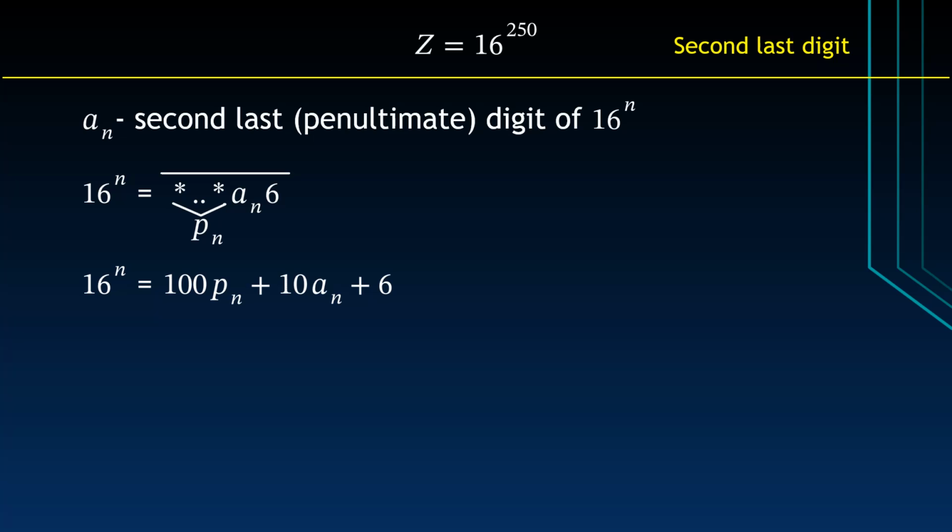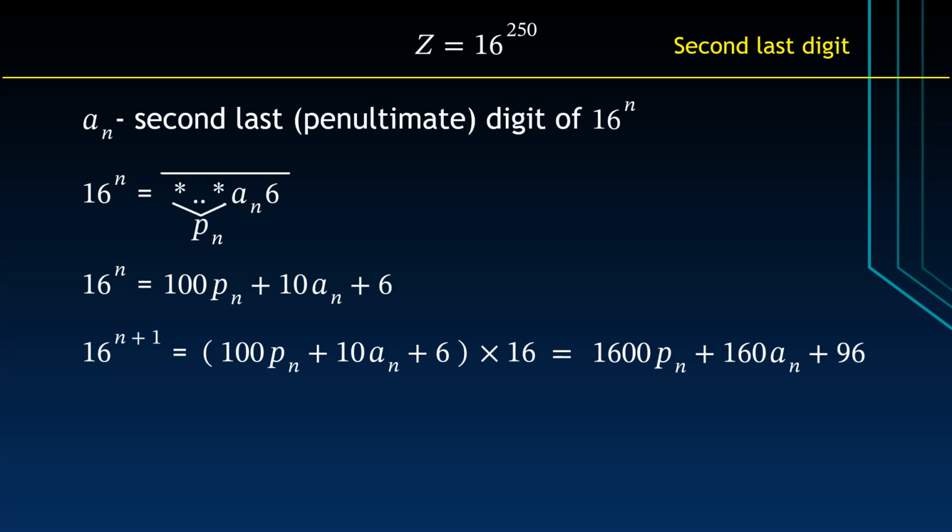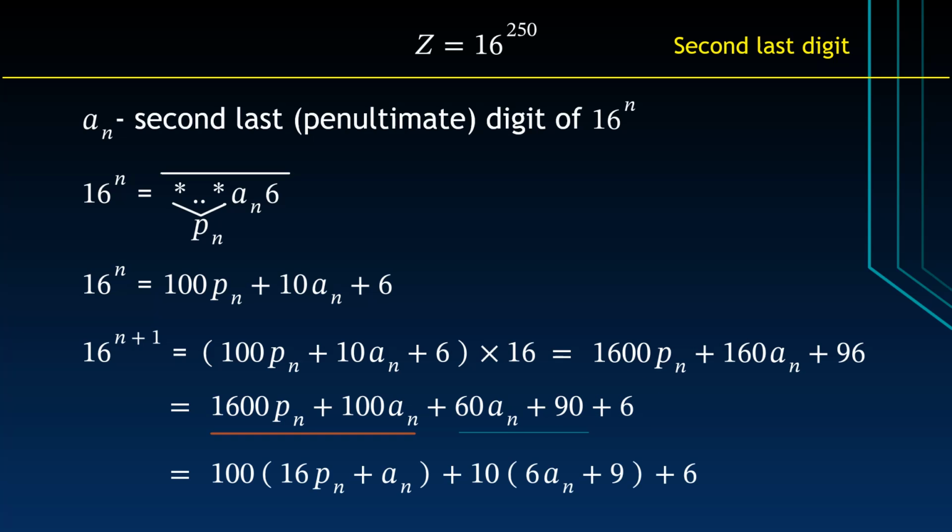We want to express an plus 1 in terms of an. To do that, we need an expression for 16 to the power of n plus 1. So we multiply by 16 and distribute. We want to get separately a term with factor 100, a term with factor 10, and a free term. For that purpose, we split 160 an as 100 an and 60 an. Similarly, we split 96 as 90 plus 6. And we group them, and we get the following expression for 16 to the power of n plus 1.